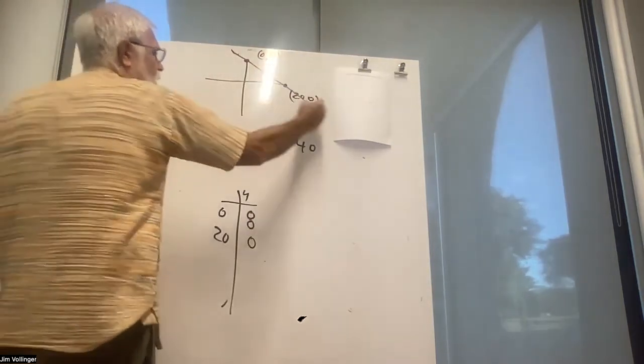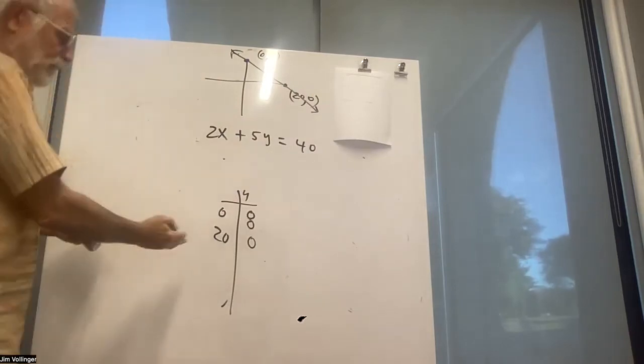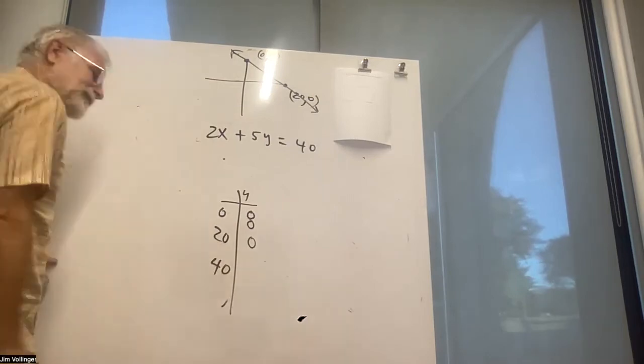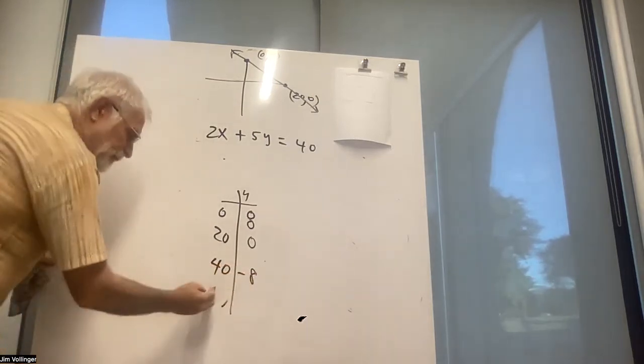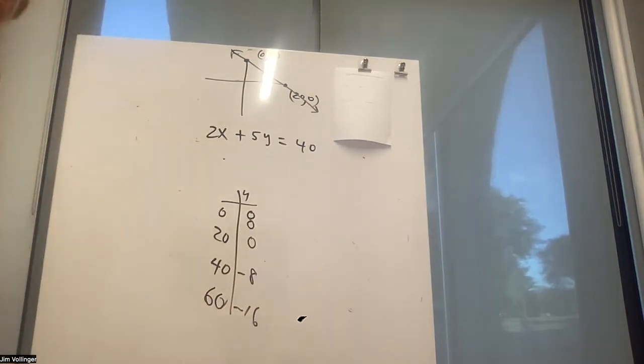Right, and there we have it. And we have an infinite number of friendly values because what's the next value in the table? 40 minus 8, 60 minus 16. I can do the same thing here that I did with the tables we generated earlier.